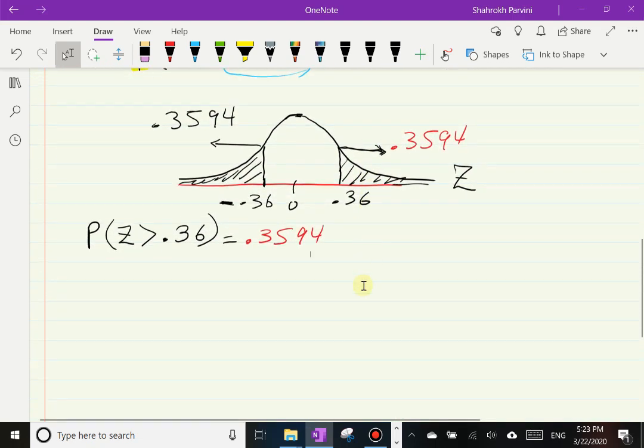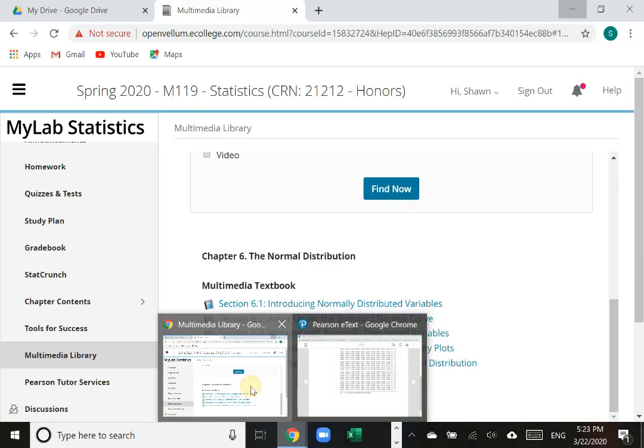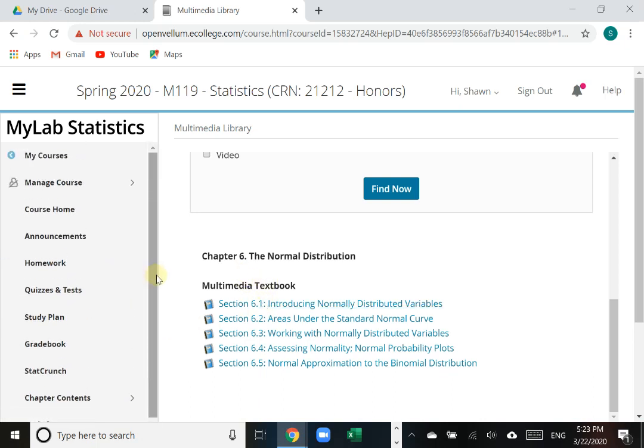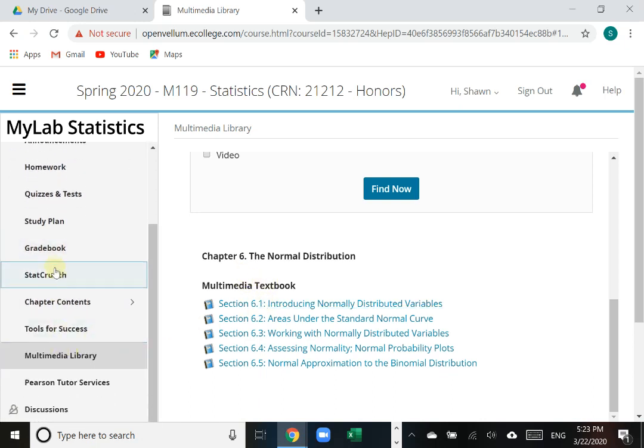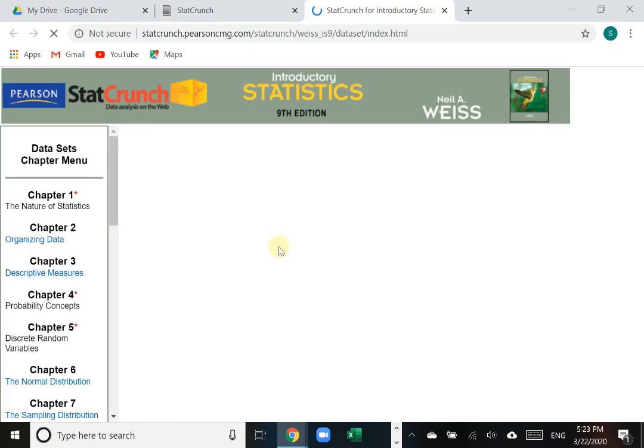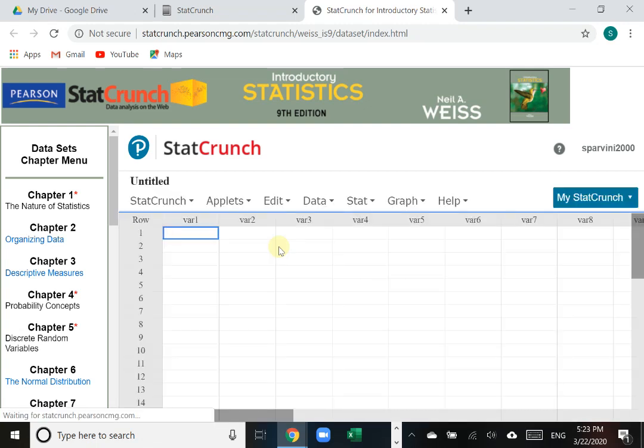Okay, so there you have it. Now, let me go to StatCrunch. Okay, now in StatCrunch, here's my, let me see if I have that. No, I don't. So I'm going to click on StatCrunch and data set from your textbooks. And here we are in StatCrunch. Spin, spin, spin, and there it is.